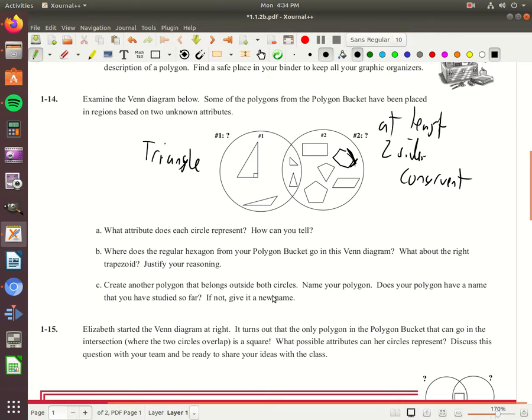Name your polygon. What if I just said a regular quadrilateral, right? Nothing special, it's 4 sides, none of them are the same length, so a quadrilateral would be fine right here. I could also say just a regular trapezoid or even a right trapezoid would be fine there as well, right? So it just couldn't be an isosceles trapezoid because an isosceles trapezoid would have to go there.